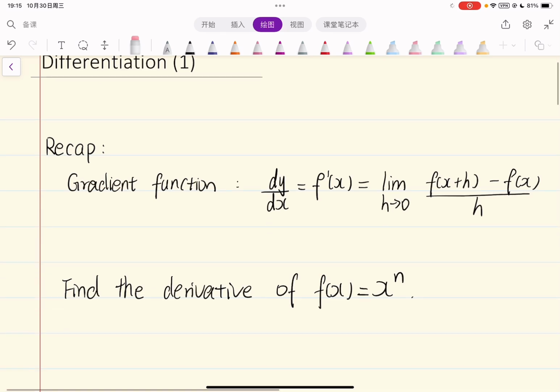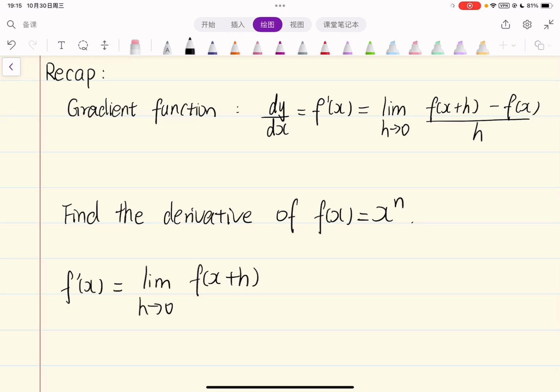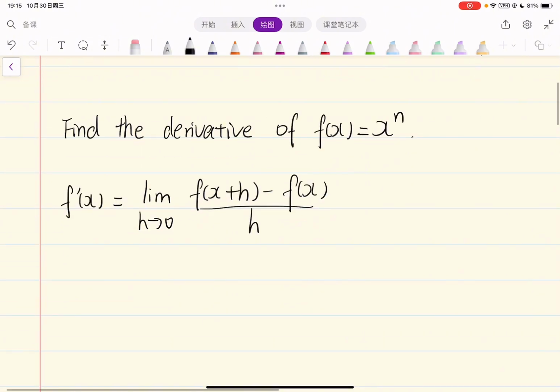Now let's try to use the gradient function to find the derivative of the function x to the power of n. So we write down that the derivative of the function equals the limit as h tends to 0 of f(x + h) minus f(x) over h. That equals the limit as h tends to 0 of (x + h) to the power of n minus x to the power of n, over h.